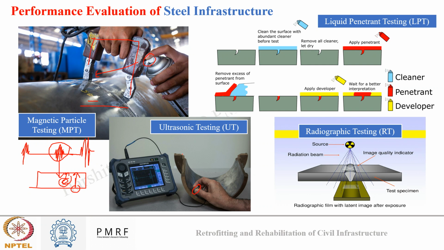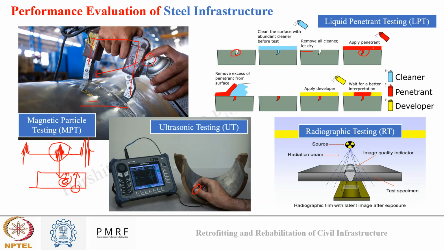As can be seen in the figure also, suppose I have a steel structure with a near surface defect, which is not visible to the naked eye. What I will do, first I will clean the surface thoroughly to remove any form of dust or impurities on the surface. Once I have cleaned the surface, I will let the surface dry. Once my surface is cleaned and dried, I will spray the penetrant. So what will happen? If there is some defect inside the structure, my penetrant will enter the defect also, and it will stay at the surface also.